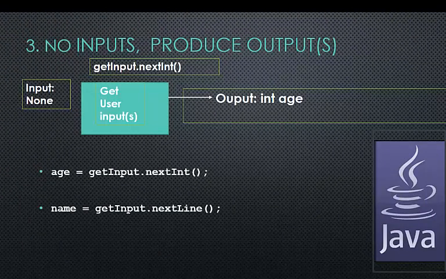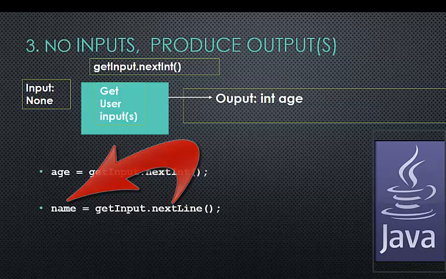The third type of method has no inputs but produces an output to be used by the rest of the program. This is often referred to as a function style method because it produces a result that our program will use. These are function style methods that some other programmer wrote, and when we use the nextInt method, it returns a value of type int. We use that returned output to assign to the age variable. The nextLine method returns a string value, which our program uses to assign to the name.